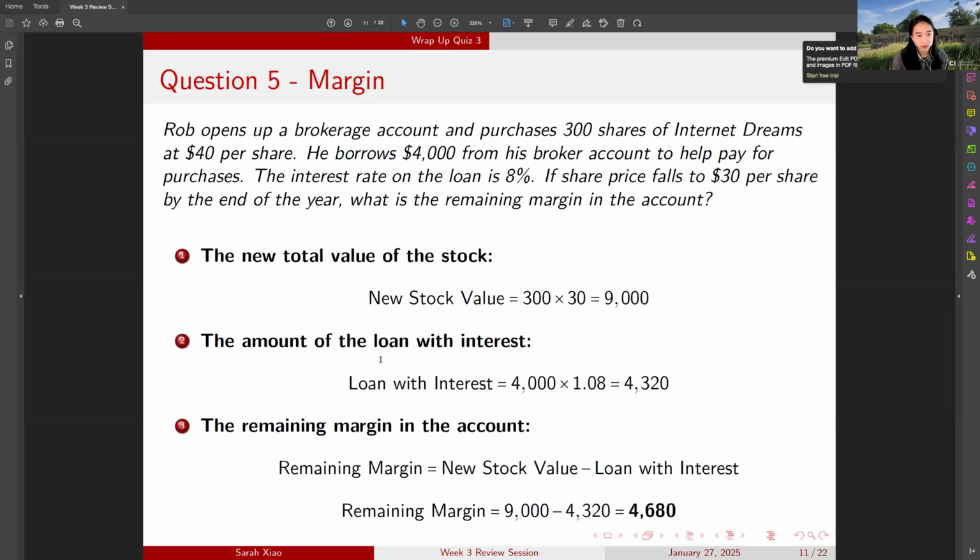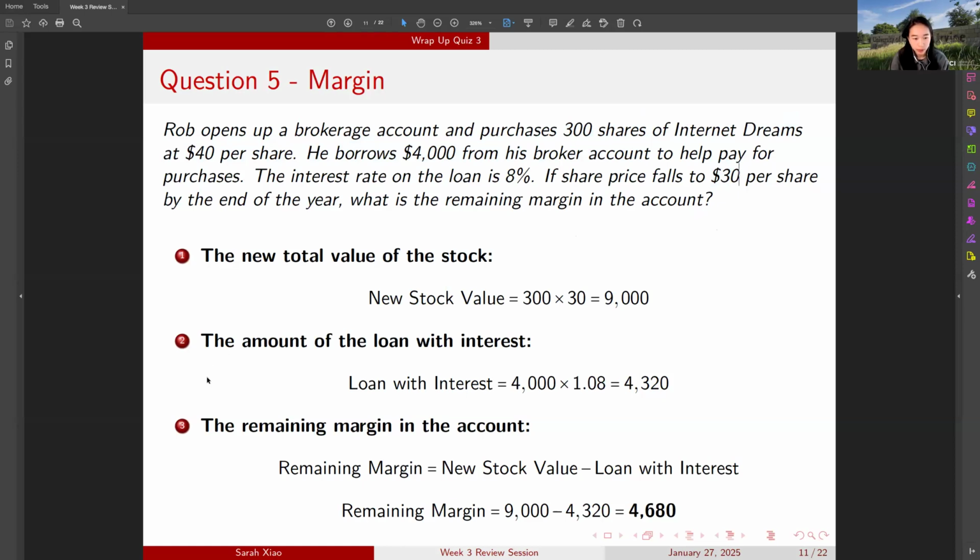All right. In question 5, we have additional information: if the share price falls to $30 per share by the end of the year, what is the remaining margin in the account? For this question, we first calculate the new total value of the stock using the price at the end of the year. The 300 shares we buy times $30 per share gives us $9,000 of new stock value.